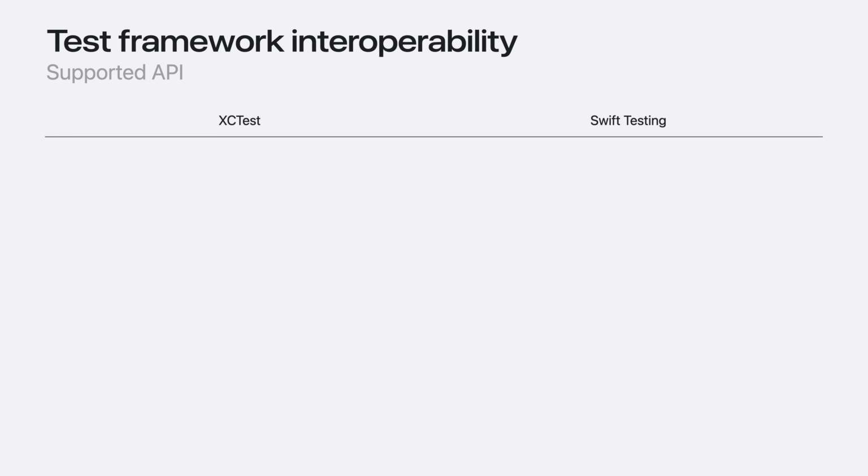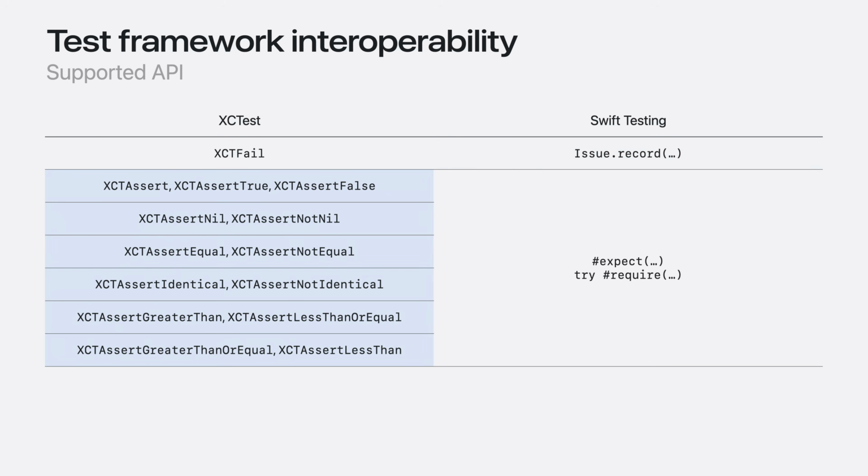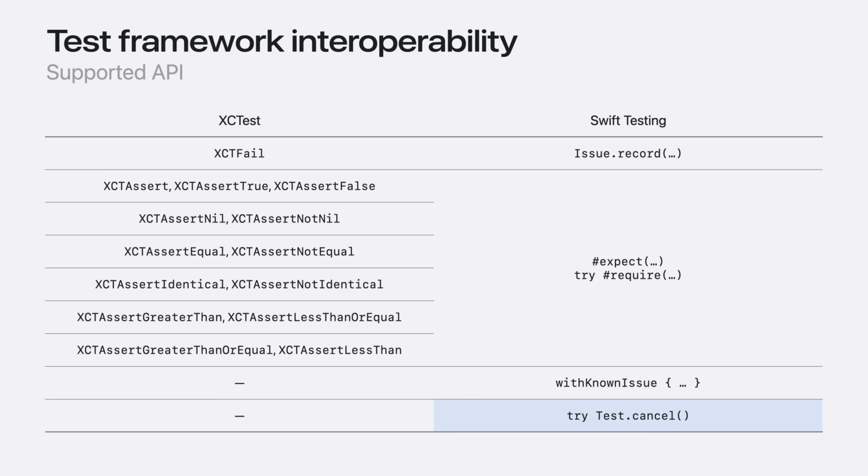Finally, interoperability supports a limited set of APIs from both testing frameworks. I just demonstrated the XCTFail and Issue.record API. In XCTest, it also supports all other test assertions. And in Swift Testing, it supports both expectation macros, #expect and #require. The known issue API in Swift Testing can mark XCTest assertion failures as known. And Test.cancel can skip test cases in XCTest.